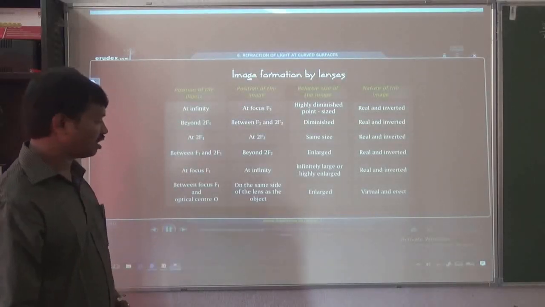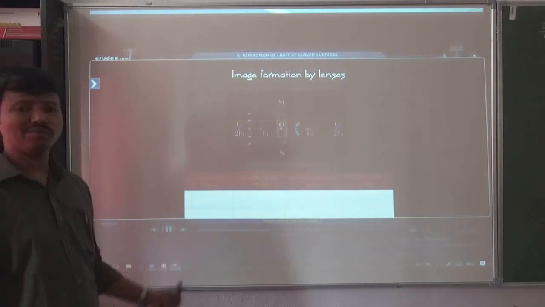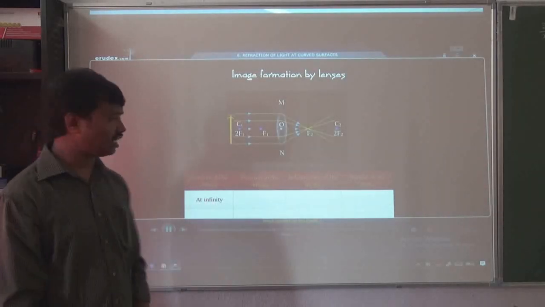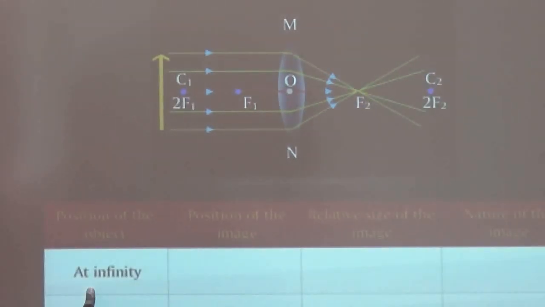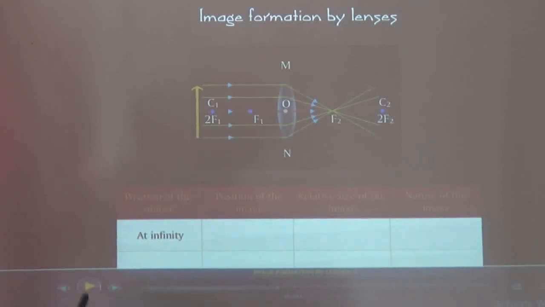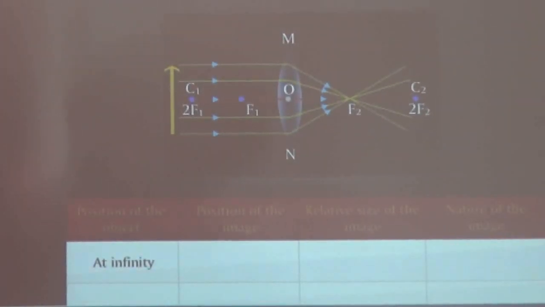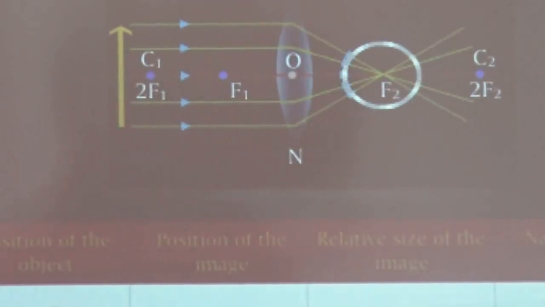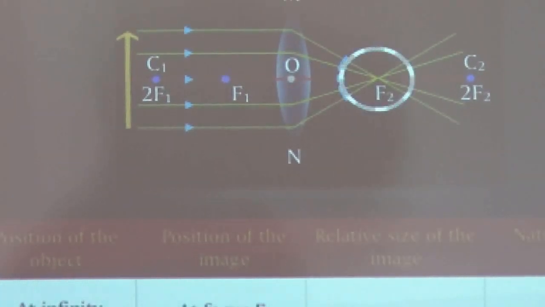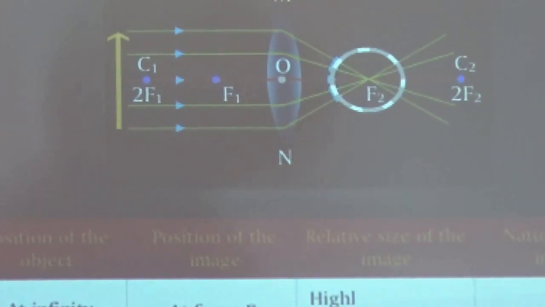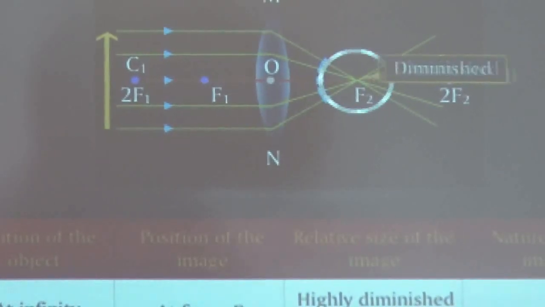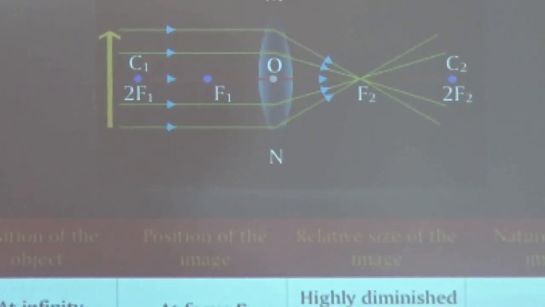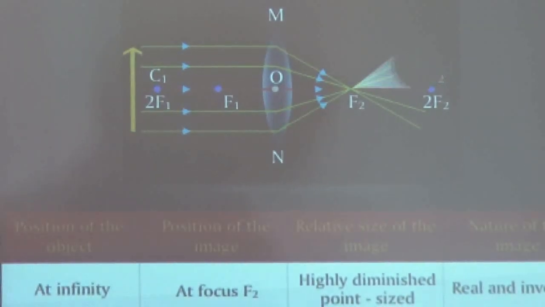Now, understand that the object is situated at different positions in front of the convex lens. The first case: this is a convex lens, and the object is at infinity. What is the position of image formation, the relative size of the image, and the nature of the image? The image is highly diminished, and its nature is real, vertically inverted, point size.